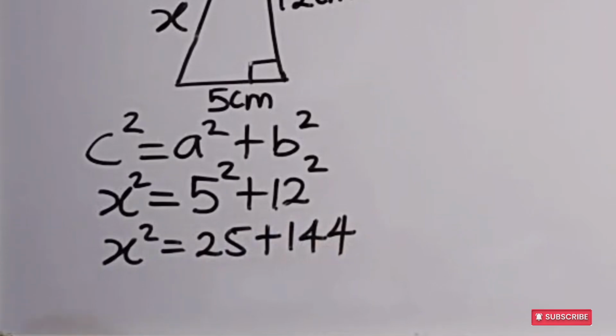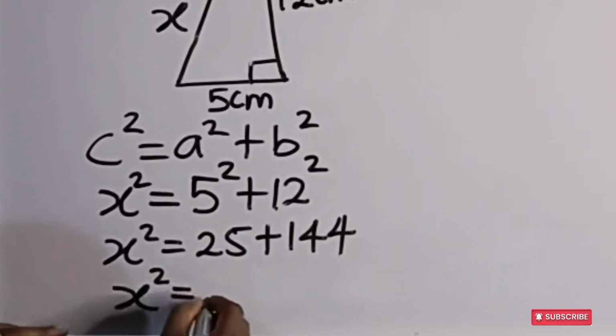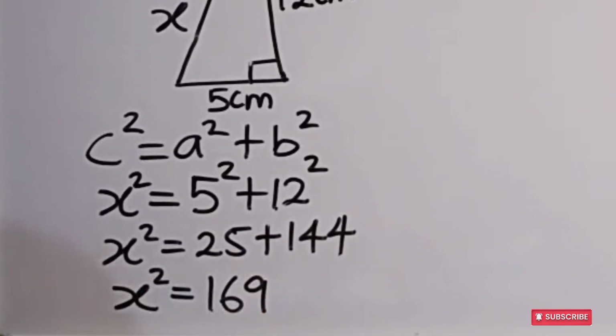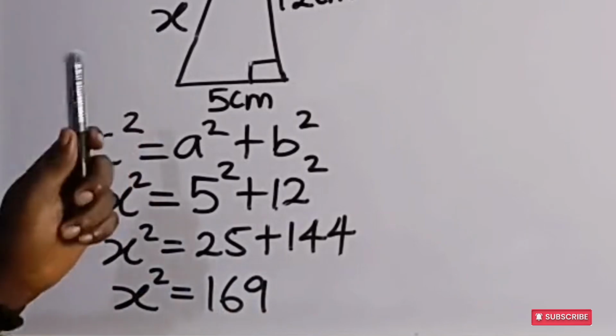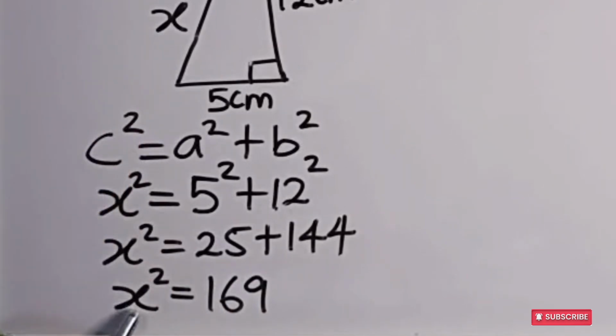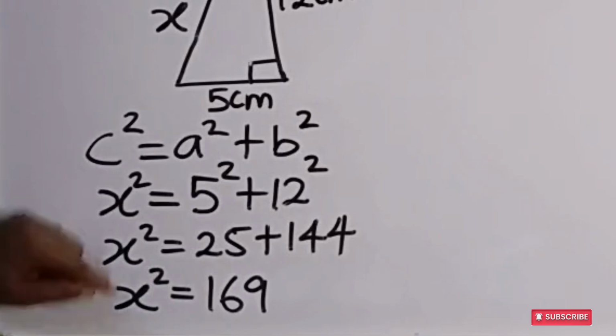So 25 plus 144 is going to give us 169. So x squared is equal to 169. Have we found the value of x? No, not yet. What we have found is x squared. So to find the value of x, we need to eliminate the square.